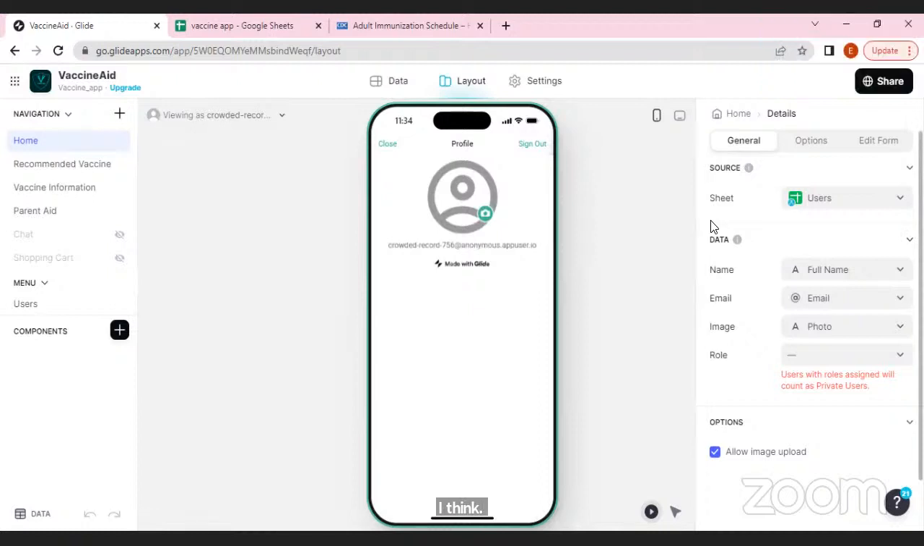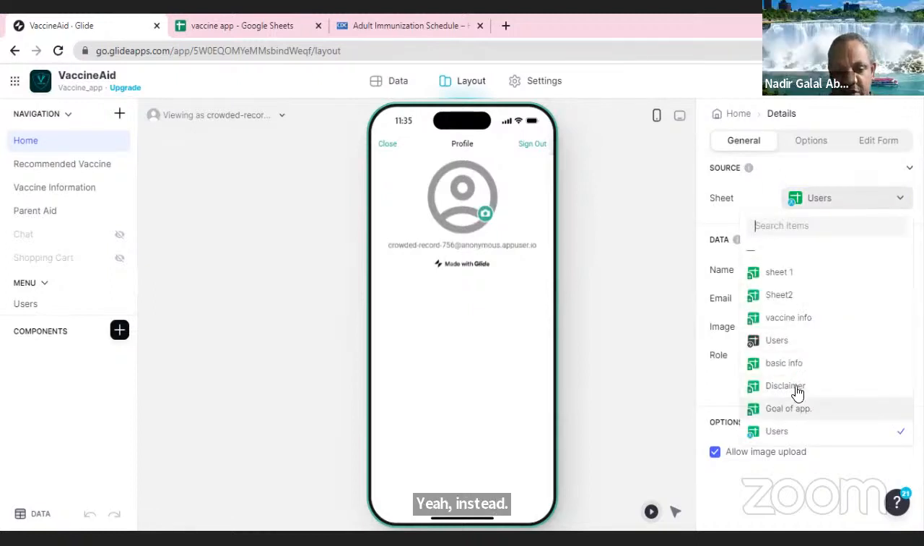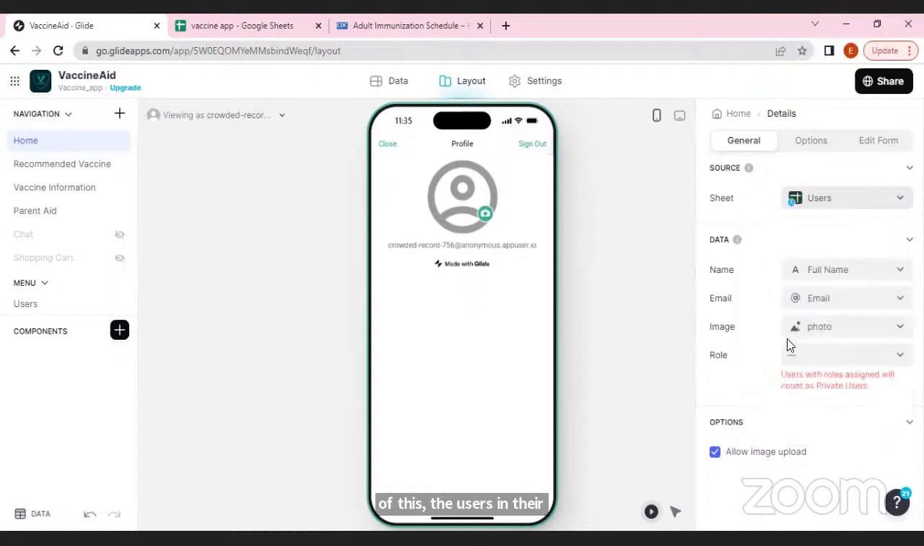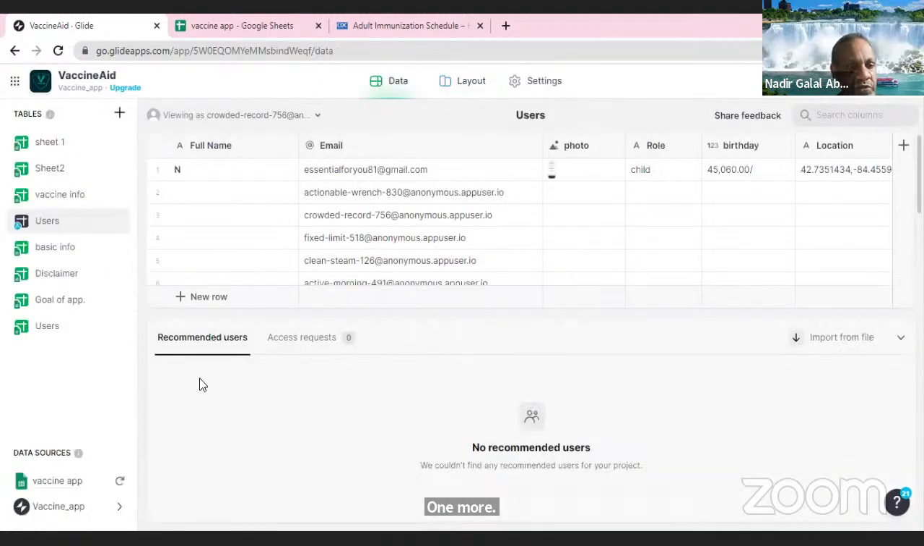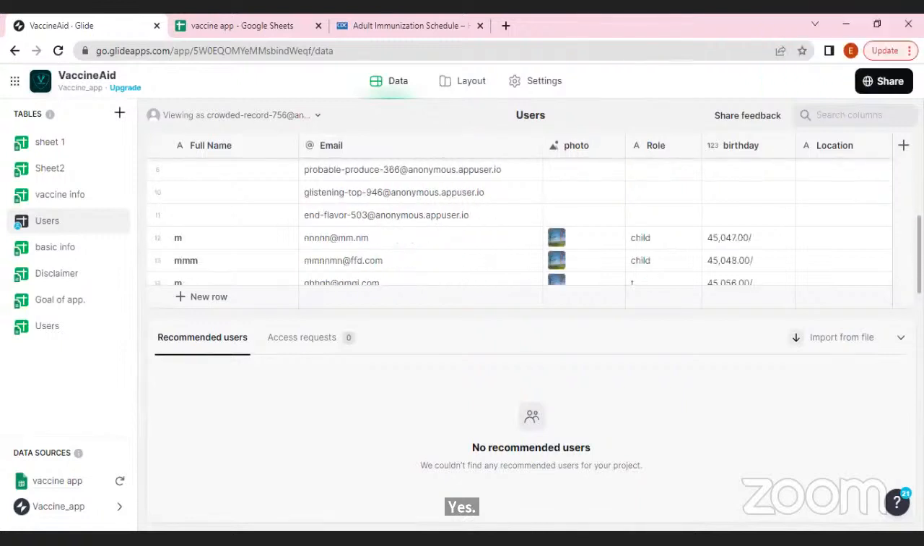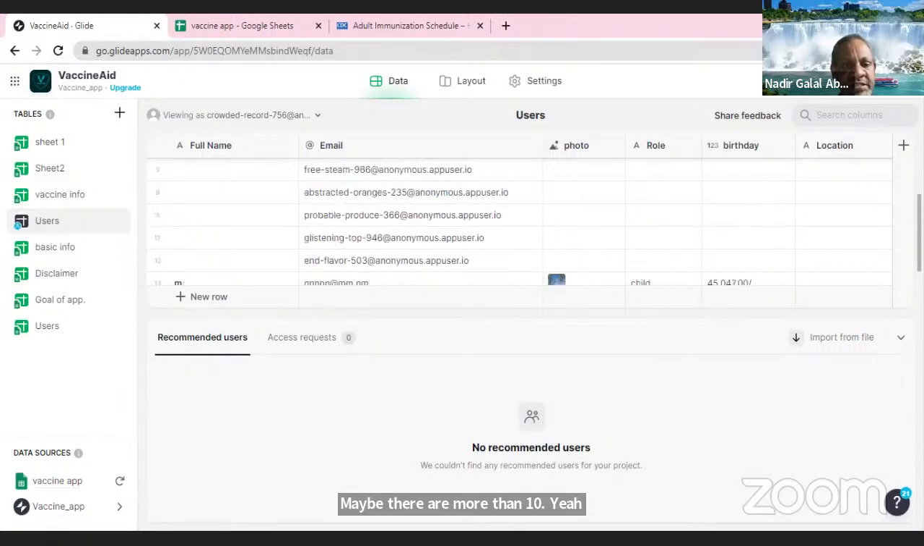I think if we can change it back to the Glide app users, instead of this, the users in the Glide app. And then because we deleted, maybe it will add up more people. Do me a favor, go to data app, one more up, and then see the users. These are the 10 users. Maybe there are more than 10. If you can delete some of them and ask the rest to try.